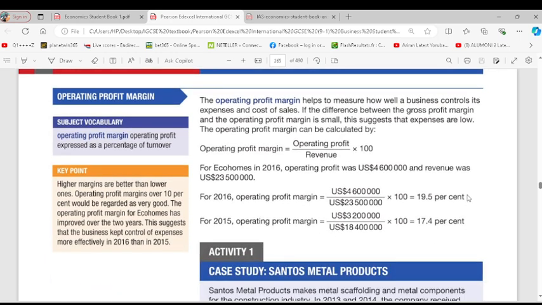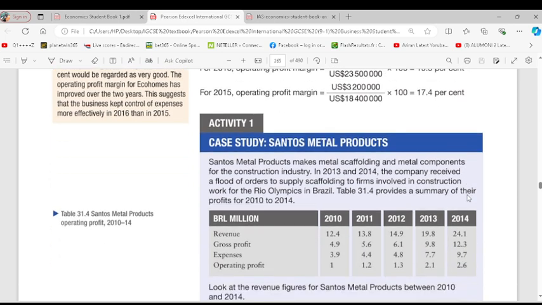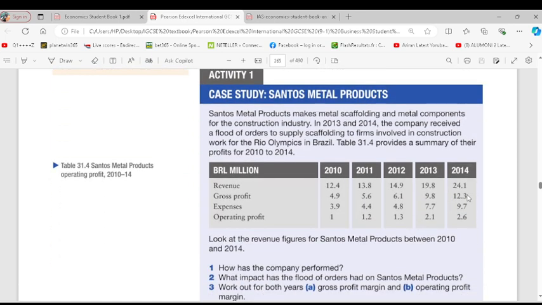Then we have the operating profit margin, which is the net profit margin or operating profit. The formula for that is operating profit divided by revenue. How do we get operating profit? Gross profit minus overheads will give us operating profit. Are they clear, please? Say it again. Gross profit minus overheads gives us operating profit. Clear? Yeah. So move on.